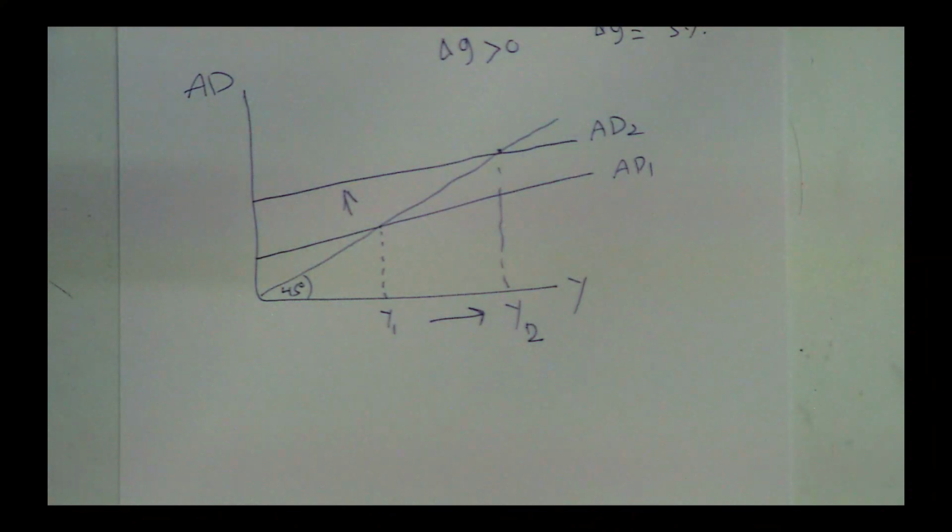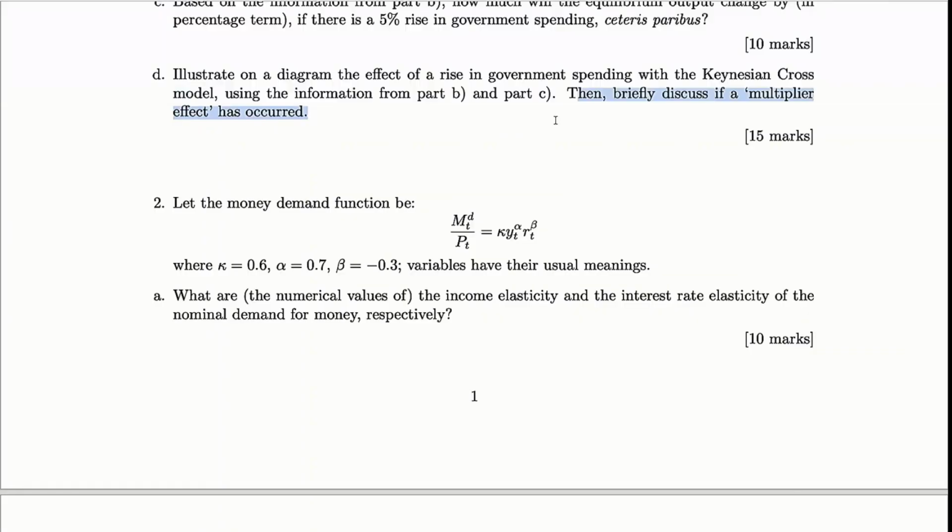The last part of the question asks if a multiplier effect has occurred. So did we see a change in the output level that is more than 1-for-1 when government spending increased? That's what we need to show.